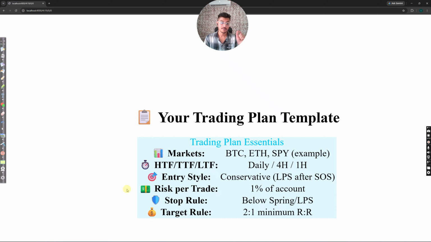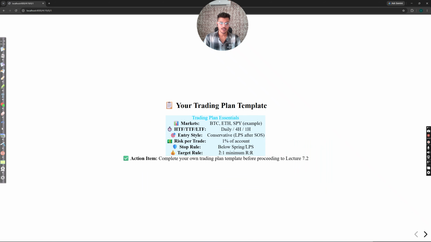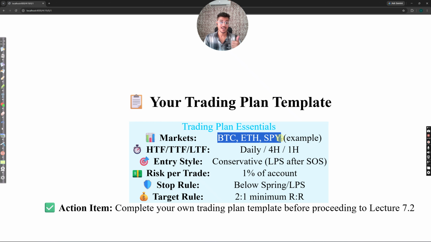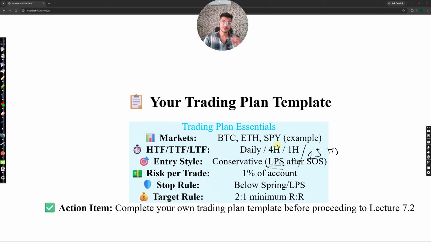We're going to be going into much more detail. I just wanted to show you guys what your trading plan template would look like. So the action item for you is to complete your own trading plan template before proceeding to lecture 7.2. For instance, if you want to trade Q3, just add it here. If you want to trade on the 15 minutes time frame, you can add 15 minutes here. Then for entry style, just specify which entry you want to take. Suppose you're only testing with LPS, LPS after sign of strength.